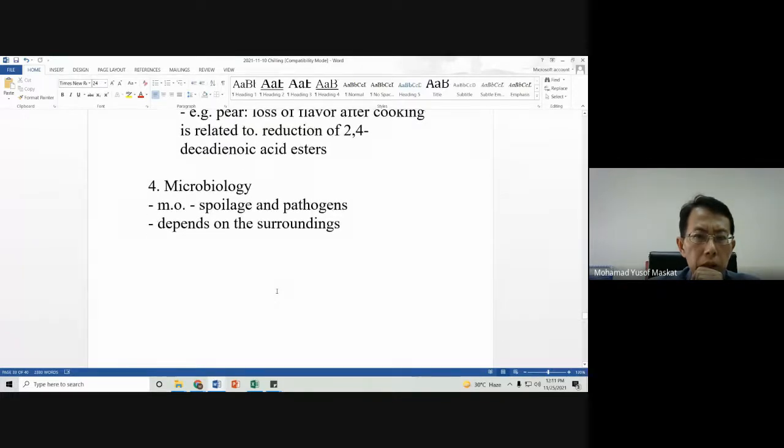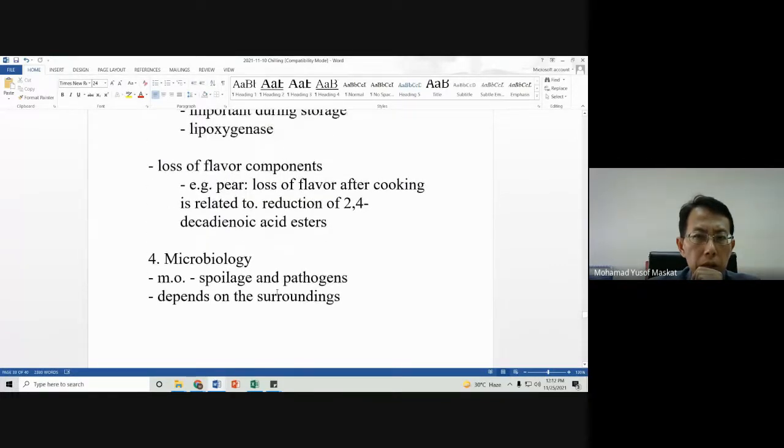Okay, and then, related to, sorry, this is genetic cooking. I used the wrong word. This is a loss of flavor after ripening, related to the reduction of 2,4-decadienoic acid esters.